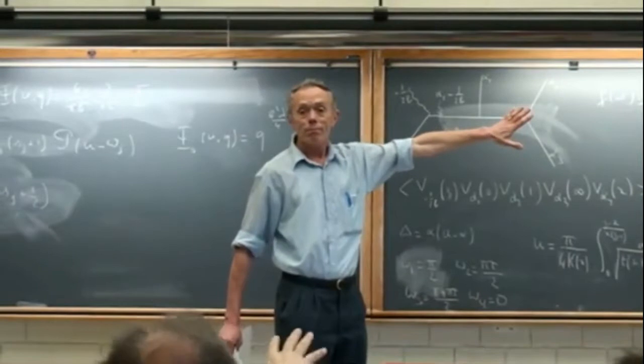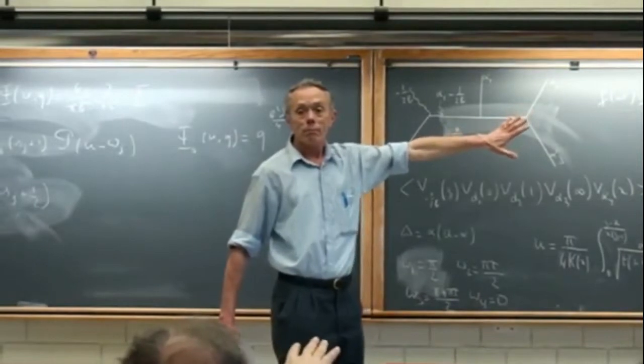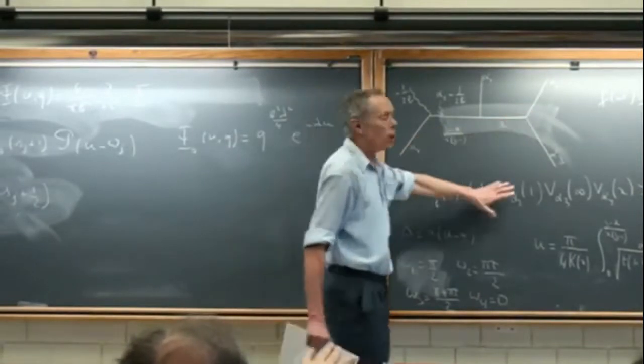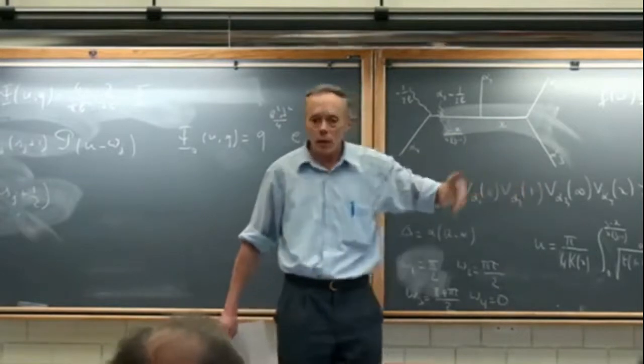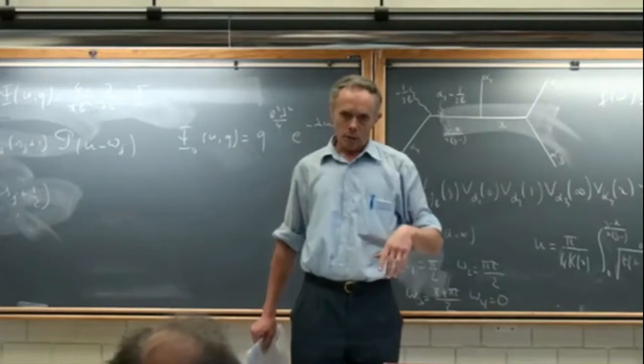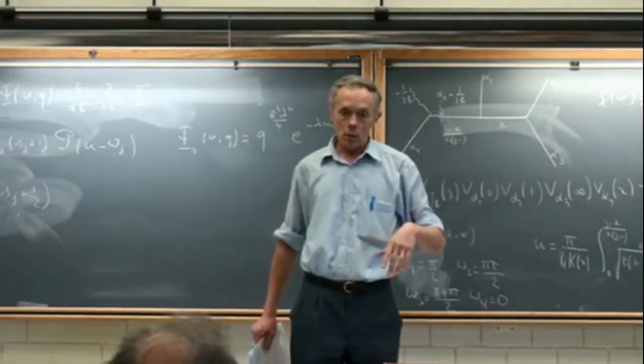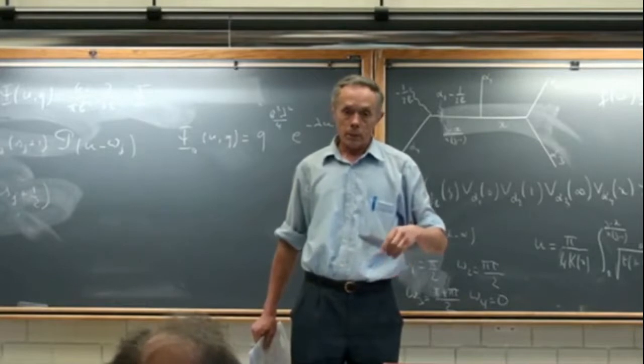Is this a full correlator, or does it come from the left-hand side? It's only half of the correlator. Someone wanted to know if it is a conformal block or not. It's exactly a conformal block.